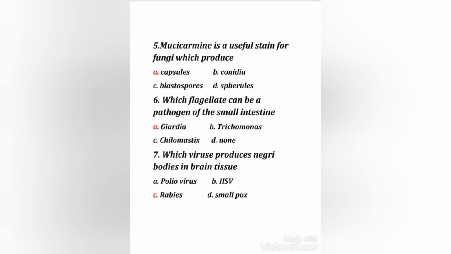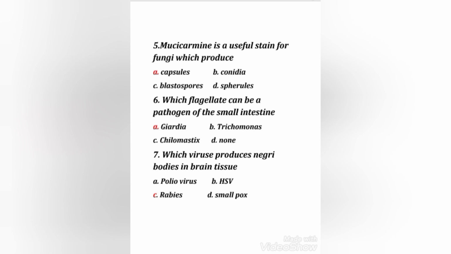Next question. Which flagellate can be a pathogen of the small intestine? Giardia, Trichomonas, Chilomastix, none. Here the right answer is option A, Giardia. Giardia duodenalis, also known as Giardia intestinalis or Giardia lamblia. It is a flagellated parasitic organism that colonizes and reproduces in the small intestine and causes a diarrheal condition known as giardiasis.